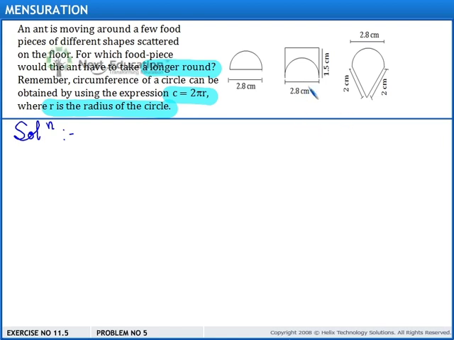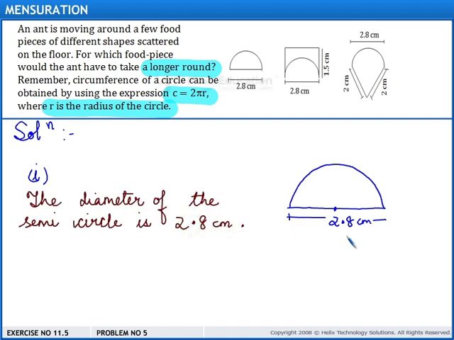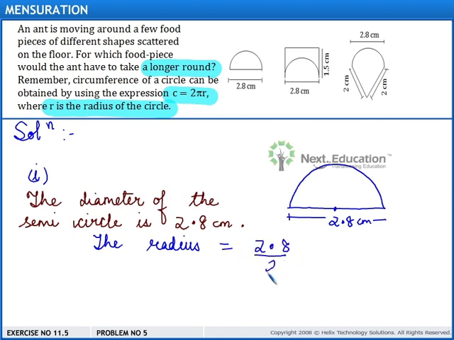The first thing which we have to do is find the perimeter of the given three figures. So let us first find the perimeter of the first figure. You can see that this figure 1 is a semicircle with diameter 2.8 centimeter. Since the diameter of this semicircle is 2.8 centimeter, the radius would be 2.8 by 2, that is equal to 1.4 centimeters.